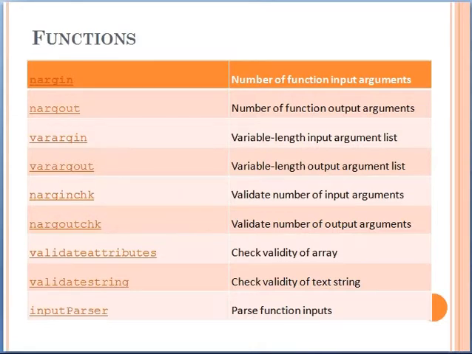Here are some functions used in input-output. First, nargin, that is the number of function input arguments. For the input arguments we use nargin, and for the output we use nargout, where arg is for argument and out for output. For the variable length input argument list we use the function name varargin. And similarly there are a number of functions used.